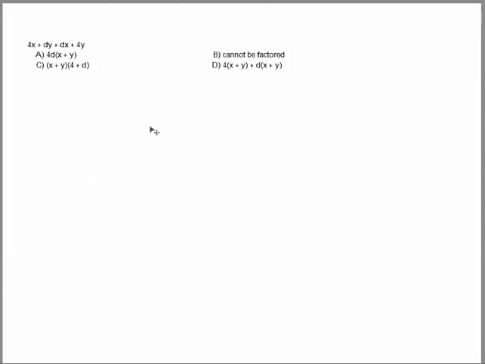You really need to work on the factoring. We're going to get back to factoring over and over again. So make sure you know how to factor properly, please.